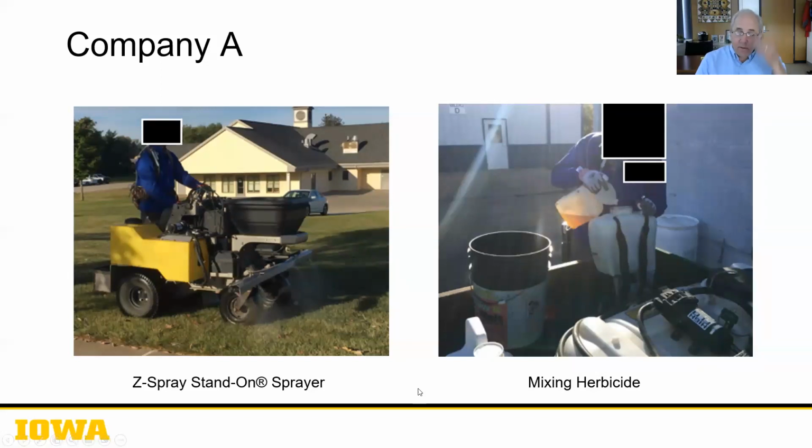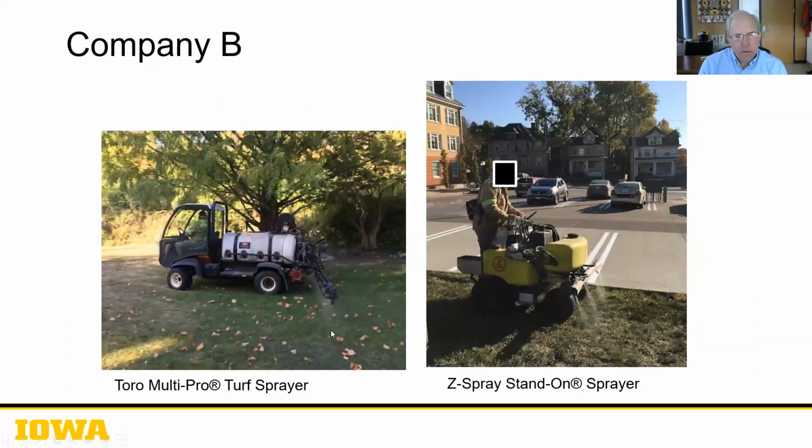They did a variety of different spraying though. So it wasn't just individuals with a spray wand, but they were riding this thing called a Z-Spray stand-on sprayer. You can see that the spray is actually in front of the driver in this case. Wouldn't be my favorite design, but that's the way it is. They were also sampled while mixing an herbicide from the concentrated solution. And here on the left is more of a UTV, a Toro Multi-Pro turf sprayer. And you can see this is a pretty big boom on the backside. I don't know, it's 10 or 12 feet long. And another Z-Spray stand-on sprayer over to the right.